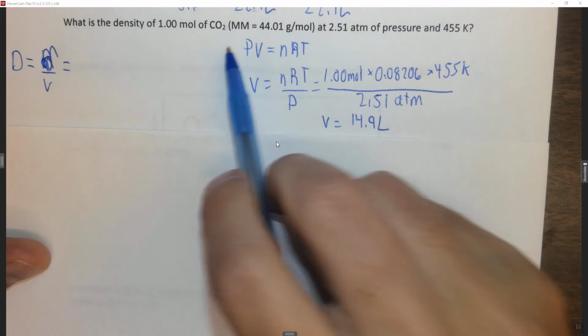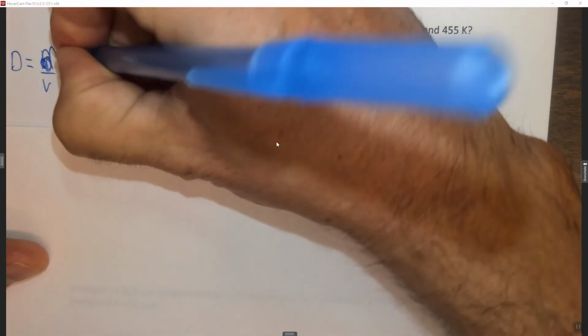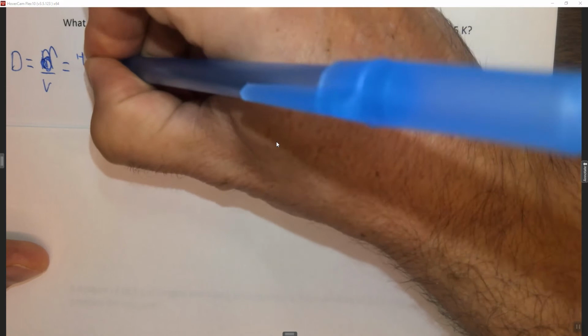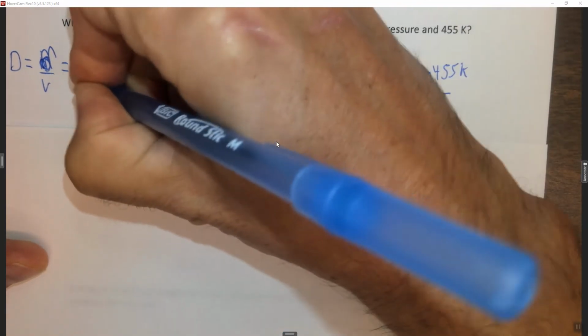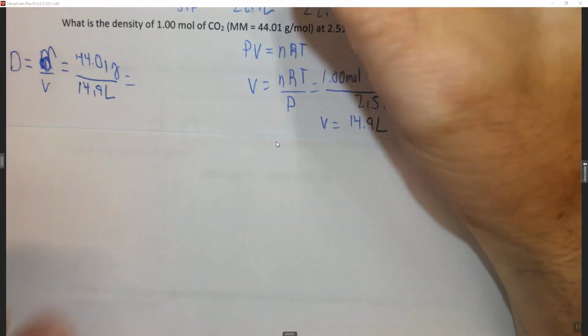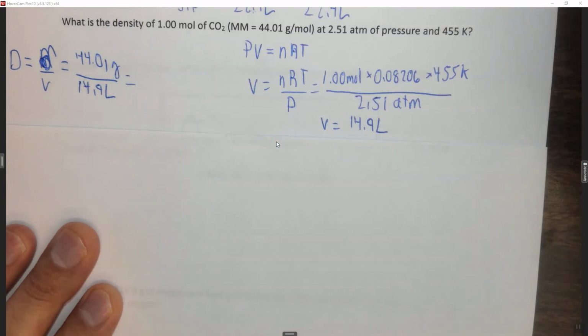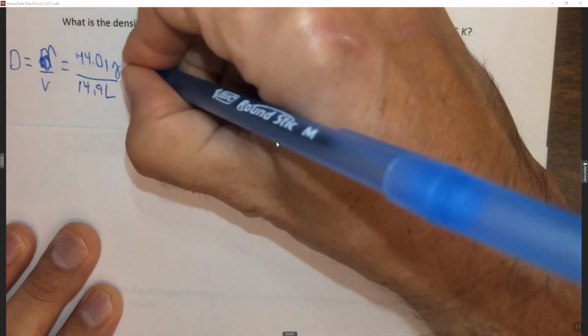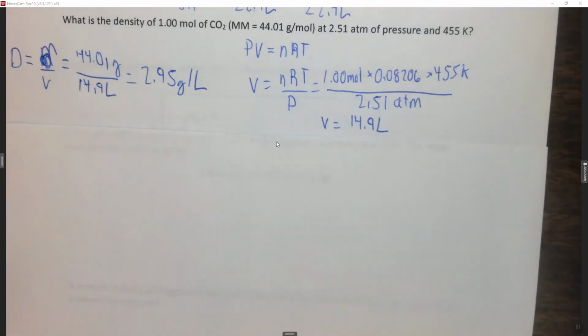Now we can plug in. The mass is the molar mass because we have 1 mole, which is 44.01 grams, divided by the 14.9 liters. And when we do that math, we find that the density of this particular gas is 2.95 grams per liter. So I should say the density of the gas in these particular conditions is 2.95 grams per liter.